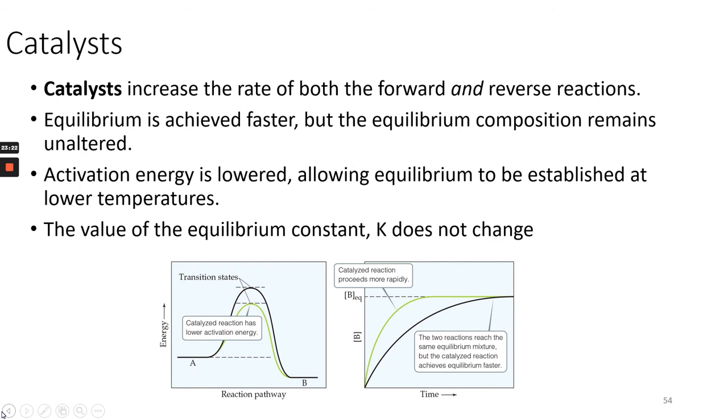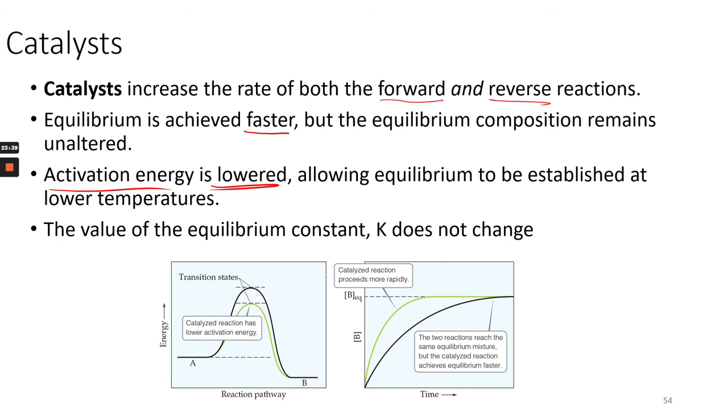So what does a catalyst do? It increases the rate of both the forward and the reverse reactions. So you'll get to equilibrium faster. Why or how does it do this? Well, it lowers the activation energy.